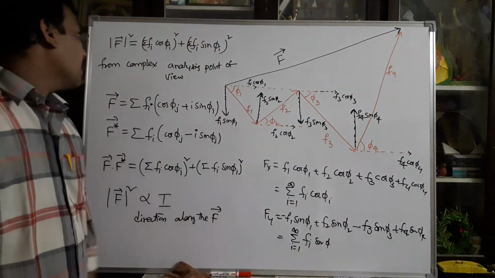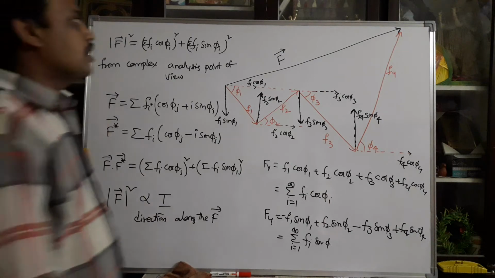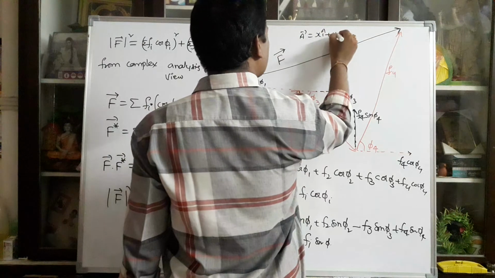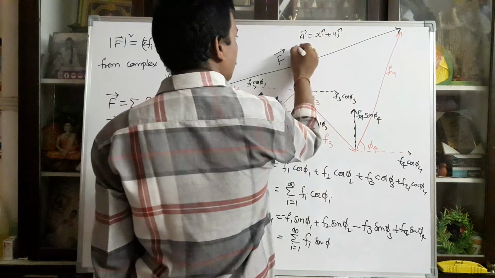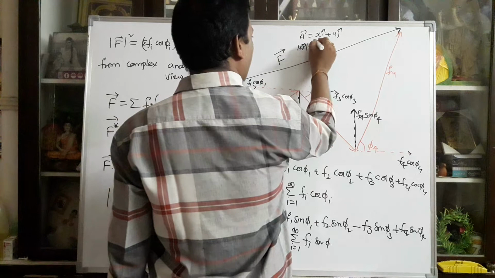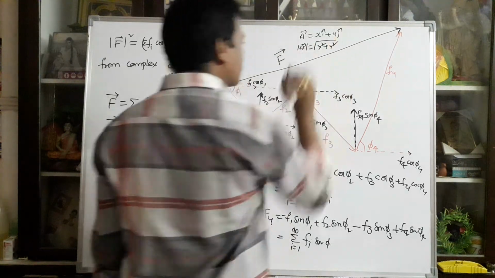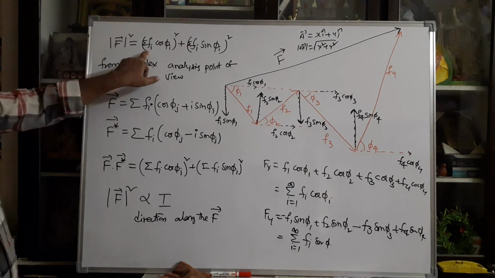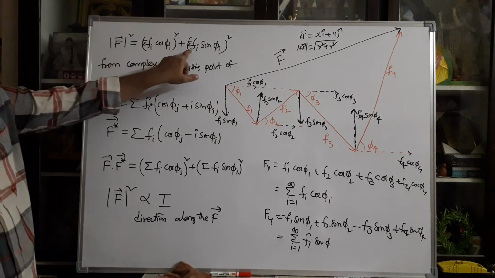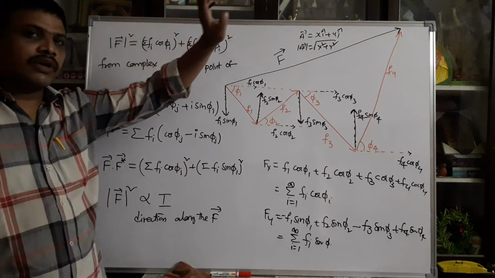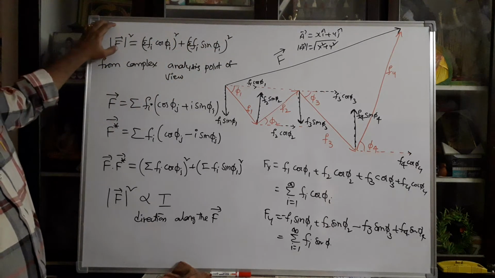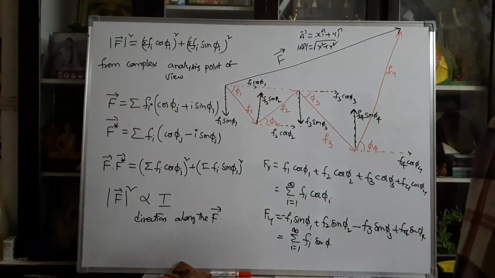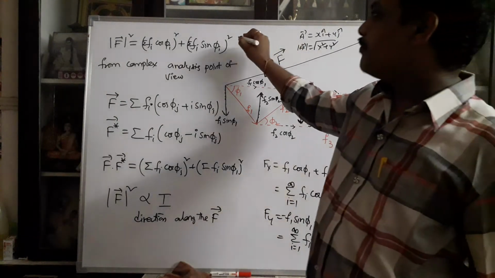Suppose you have the vector sum A bar equal to x i cap plus y j cap. The magnitude of the vector, mod A bar, can be represented as the square root of x square plus y square. In that way, I represent mod F square as equal to sigma Fi cos phi i whole square plus sigma Fi sin phi i whole square. This is the resultant magnitude of all the form factor vectors in the periodic arrangement of atoms in the crystal. This is the ultimate final result.